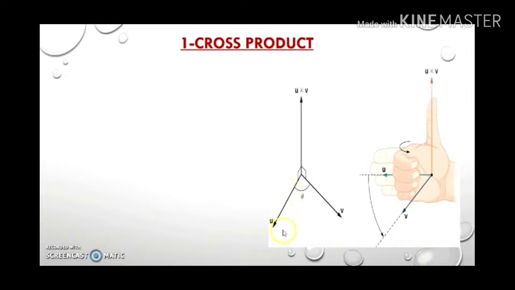The cross product of two vectors u and v is defined only in three-dimensional space and is denoted by u cross v. It's perpendicular, orthogonal, to both u and v, with a direction given by the right hand rule.